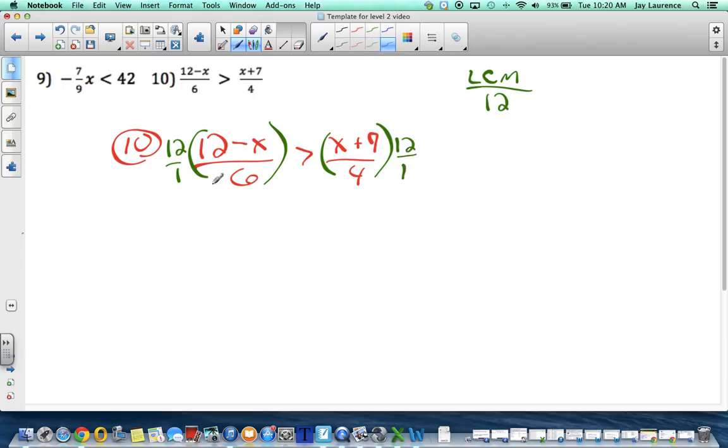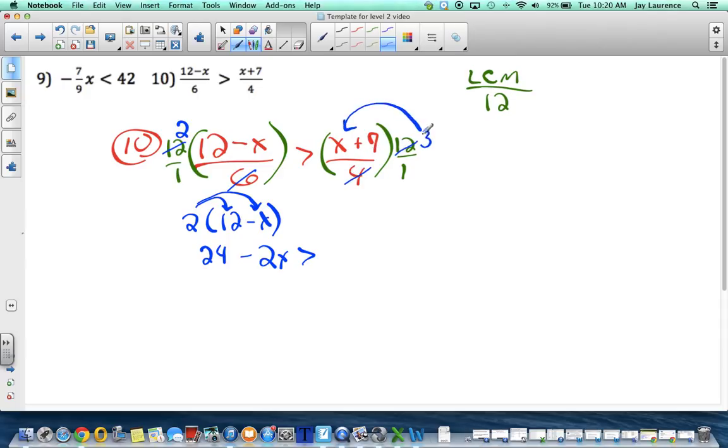I'll pay close attention to this one. 6 is going to go into 12 2 times, so a 2 is left over. So right now I have 2 times the quantity of 12 minus x, and I will distribute. In other problems you've seen there's nothing left to distribute except a positive 1, which is a waste of time. But in this one there's a 2 out front. It's 2 times the quantity, so I have to distribute. Okay. Over here I'm going to do 4 goes into 12 3 times. I will distribute the 3. And I will get x plus 7 times 3. And so I'll get 3x plus 21.